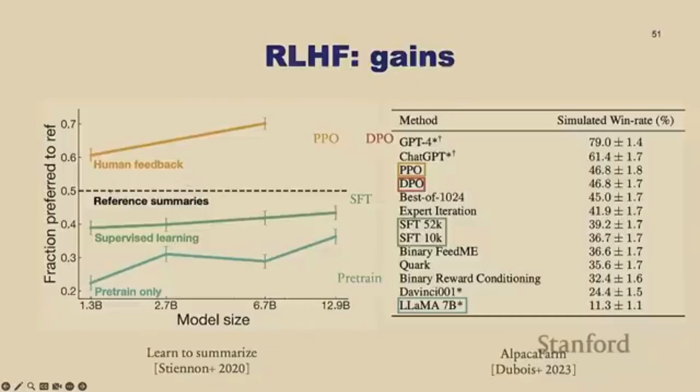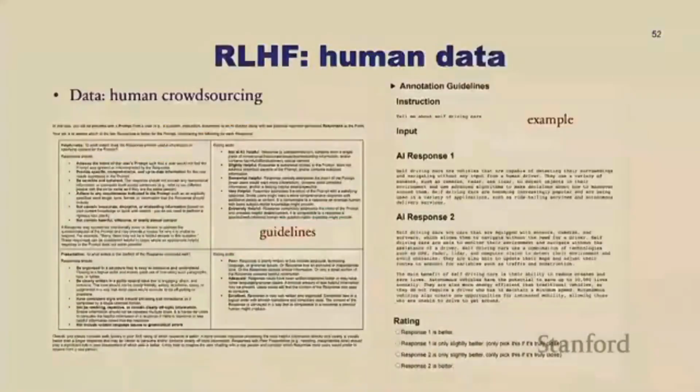So this is the human reference summaries. Same thing on a paper that we have, AlpacaFarm, where the evaluation is not too important, but basically you see the pre-trained model, you jump to SFT, and then you jump to PPO and DPO, and PPO and DPO have the exact same performance. So basically, RLHF helps. That's the conclusion, and DPO is simple.